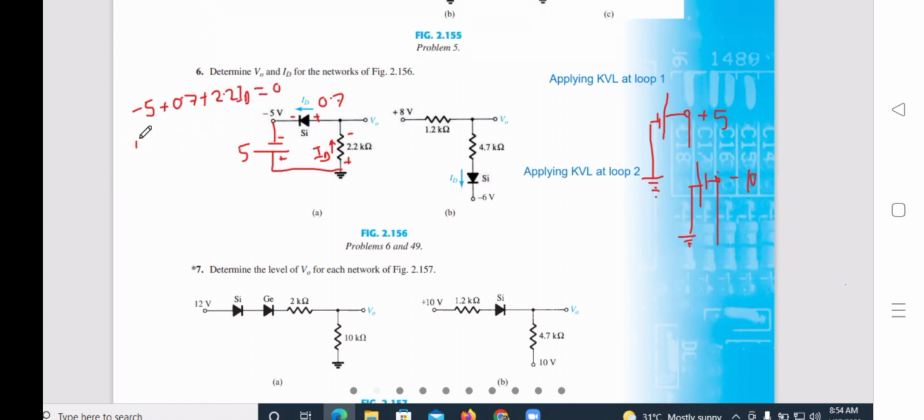So ID equals to 4.3 by 2.2, almost equals to 2 milliampere. Little bit less, maybe 1.98. You can use your calculator. ID is almost equals to 2 milliampere.